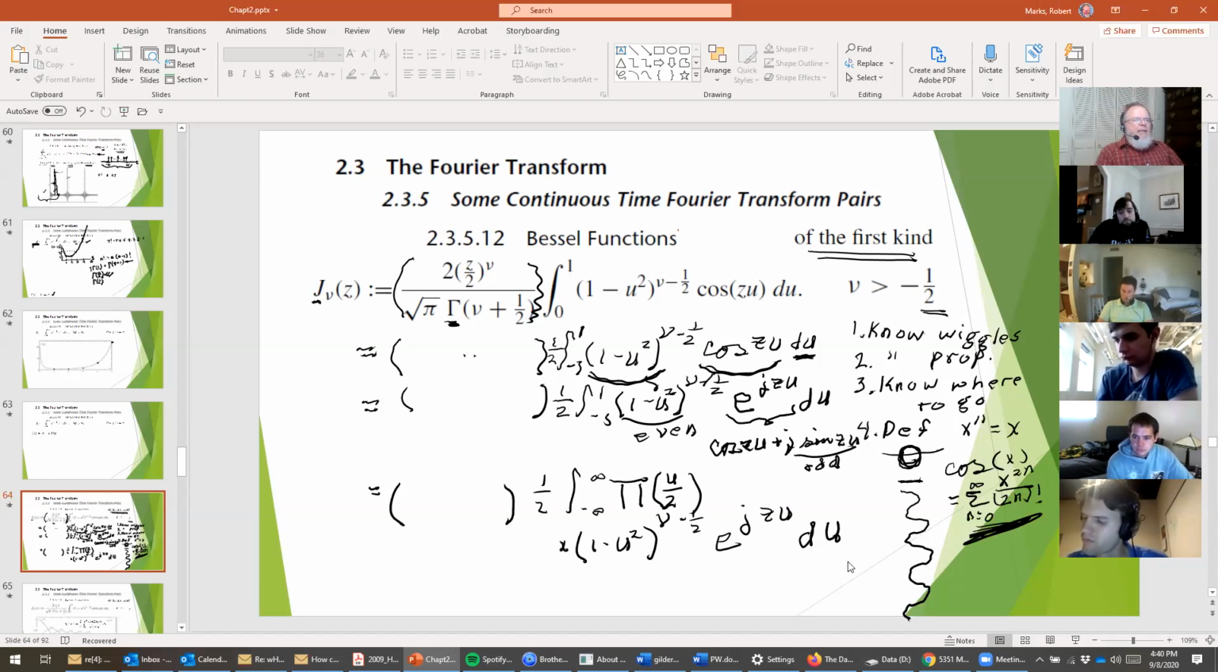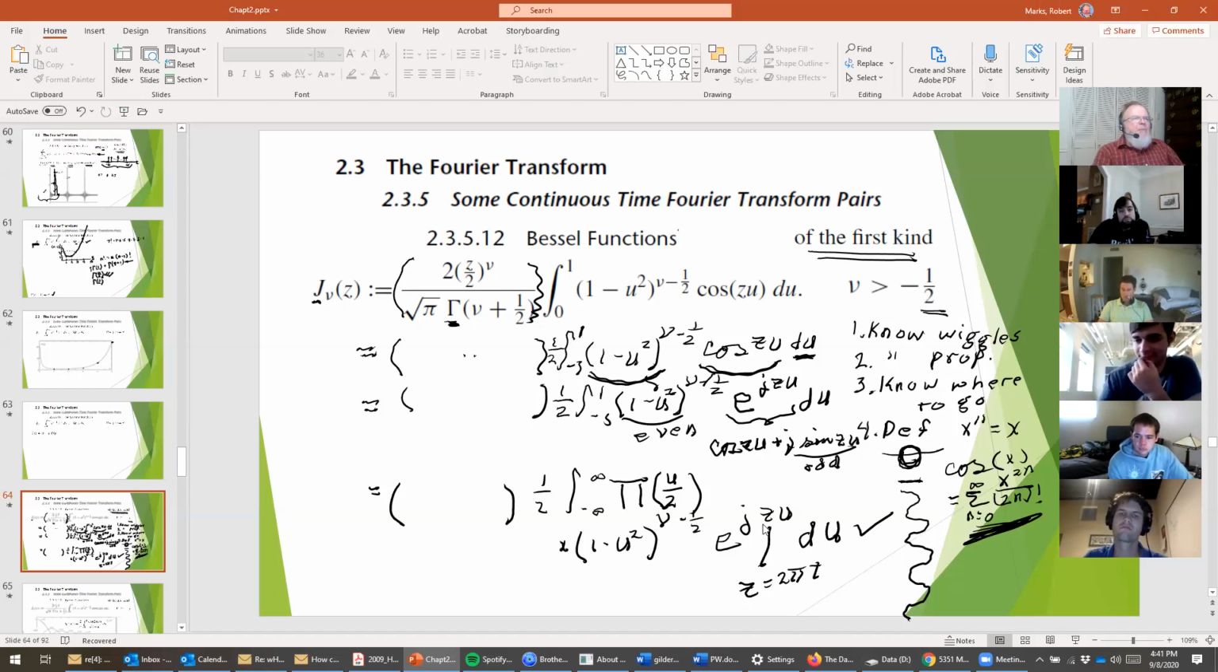Now, can anybody tell me why I went through all of this trouble to remanipulate the definition to what I have here on the bottom? Kind of looks like a Fourier transform. It does. You're exactly right. It looks like a Fourier transform. In fact, if I set z equal to 2 pi t, I exactly have an inverse Fourier transform on the right.